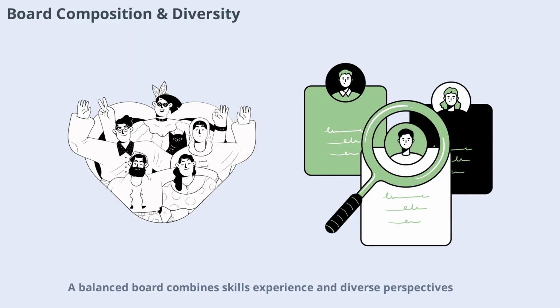A balanced board combines skills, experience, and diverse perspectives. The code requires a mix of executive and non-executive directors, with a strong independent element. Regular reviews of board diversity and mechanisms for independent input are essential. The board should also conduct regular performance evaluations and explain any cross-directorships or significant links among directors.